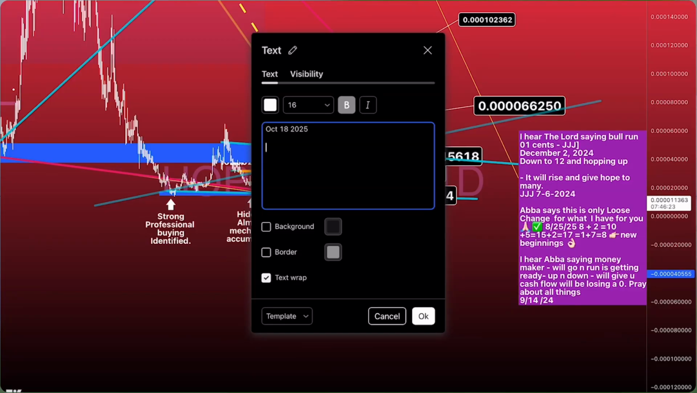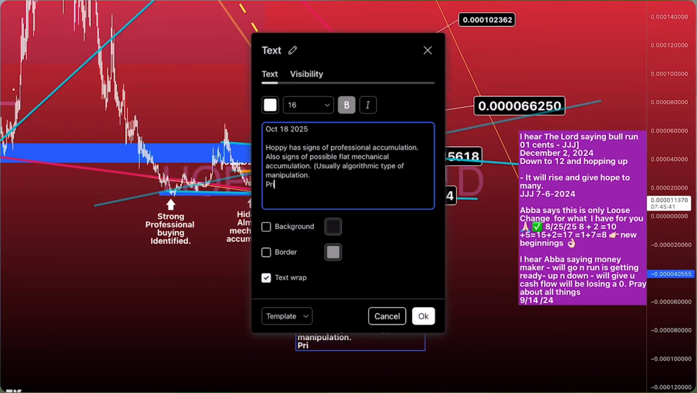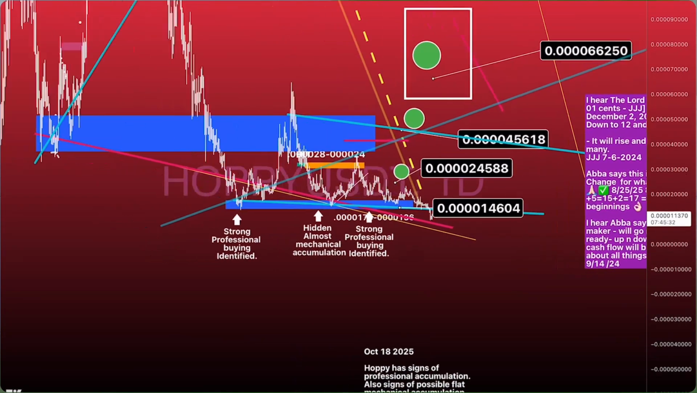Hoppy has signs of professional accumulation, also signs of possible flat mechanical accumulation, usually an algorithmic type of manipulation. I don't like that type if I can help it. Price has moved into weakness. So far we're going to be looking for some lower prices.